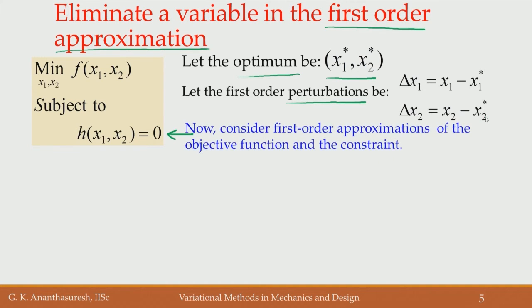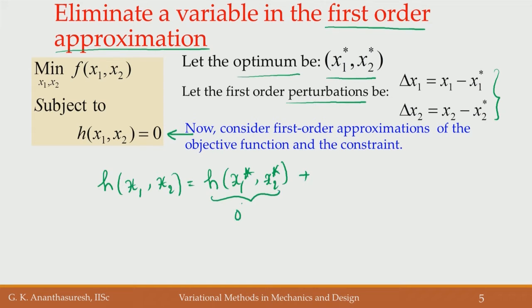When we have that, then we can consider the Taylor series approximation of this function h. How do we do that? If I have h, let us say I want to do at x 1 and x 2, okay, which are given by this, then it will be whatever h is at x 1 star x 2 star, okay. This is the 0th order term, right. Then there will be the first order term.